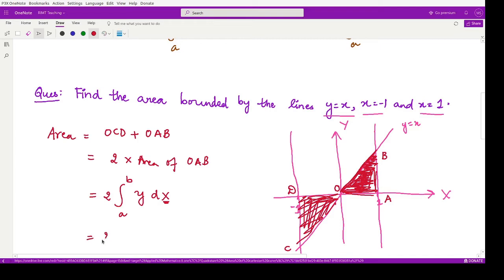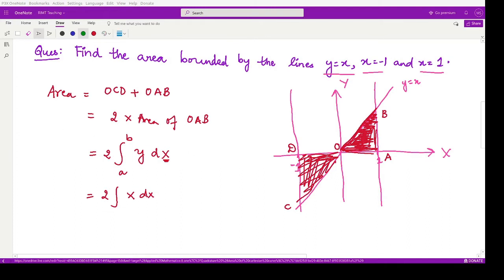So we have to put the integration with the values of y here. y is given to be x, so integrand is x dx. Here, what we'll do, we have substituted the value of y.